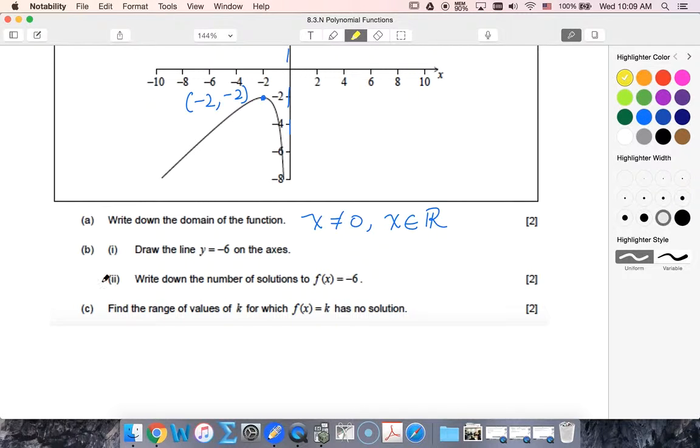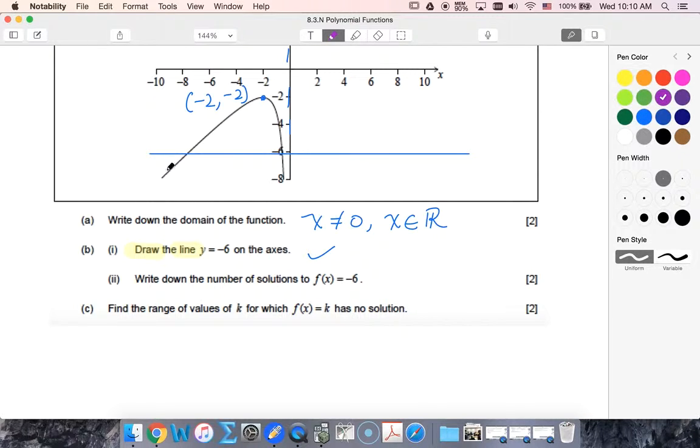Draw the line. So draw line, ruler. y equals -6. y equals -6, that's down here. To hit that line, I must draw a horizontal line. So I'm going to draw y equals -6. Looks like this. I'm going to use my ruler to make sure I go through the -6. All right. Done.